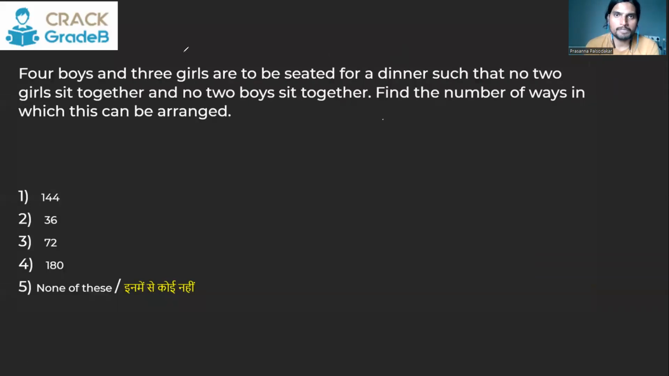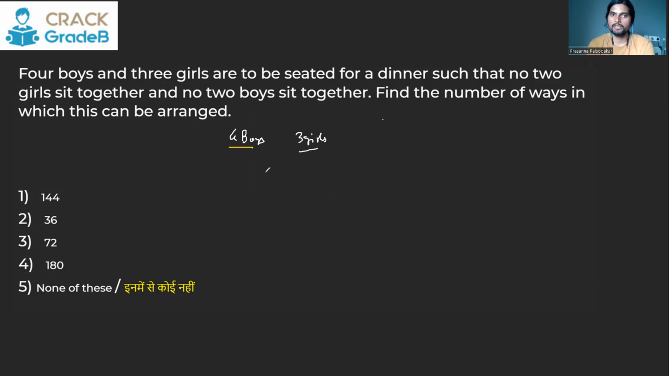Four boys and 3 girls are to be seated for a dinner such that no 2 girls sit together and no 2 boys sit together. Find the number of ways in which this can be done. 4 boys are there and 3 girls are there, such that no 2 girls sit together and no 2 boys sit together.